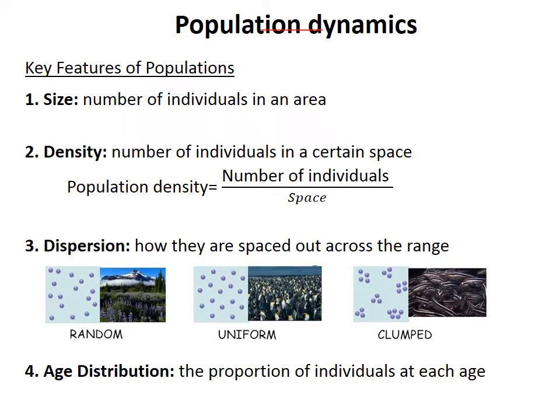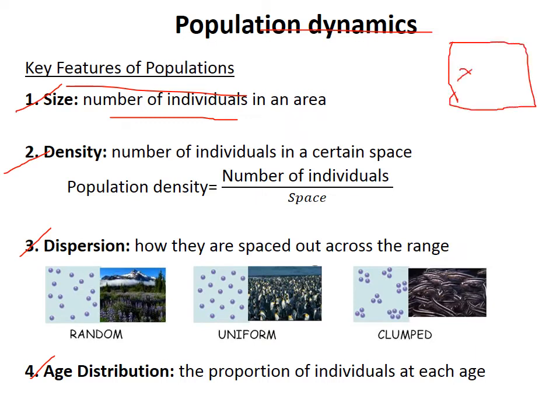Now population dynamics. There are three or four key features of the population. These are the size, density, dispersion and age distribution. Size means the number of individuals in a particular area. How many individuals are present in this particular area? So this is the size of the population. Then density of the population means the number of individuals in a certain space.